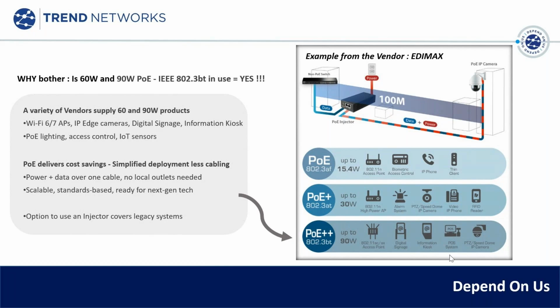And not only is it one product, but it's a multitude of products from Wi-Fi, edge cameras, digital signage, information for kiosks, so outdoor information displays, PoE lighting, access control, IoT sensors. There is actually a lot coming our way. So yes, this is important. We need to do this now.